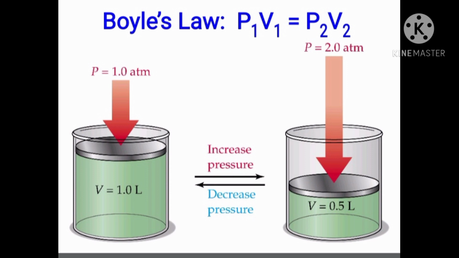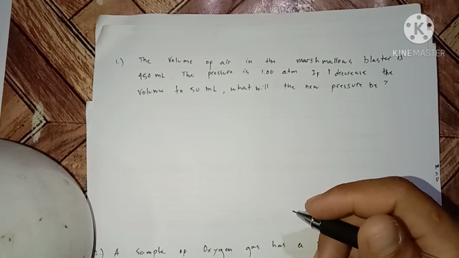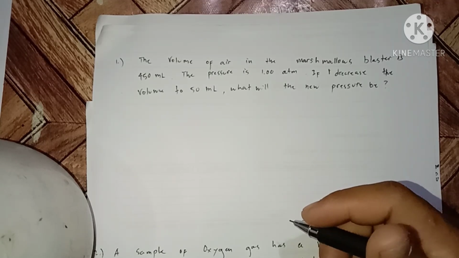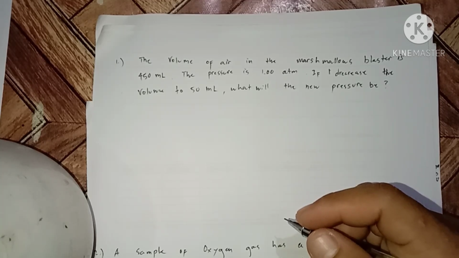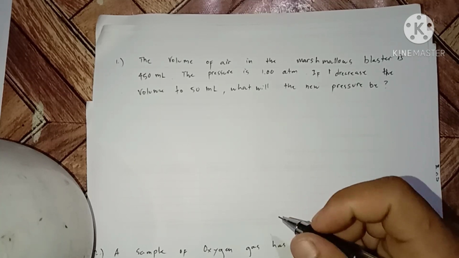As we can see in the example image, in increased pressure, when the pressure is increased, the volume is low and the temperature remains constant. Also in decreased pressure, when the pressure is low, the volume is high and the temperature remains constant. Boyle's law problem number 1. The volume of air in the marshmallow blaster is 450 ml. The pressure is 1.0 atm. If I decrease the volume to 50 ml, what will the new pressure be?